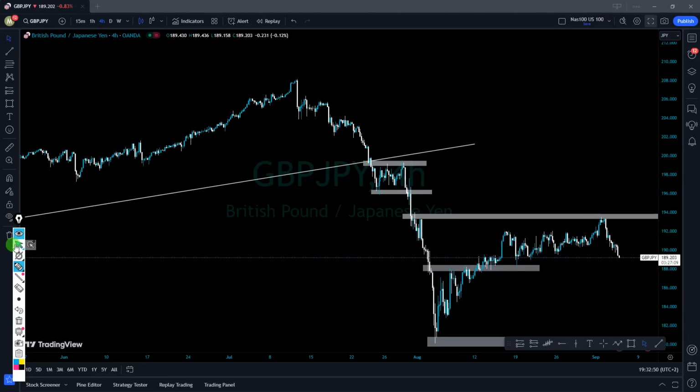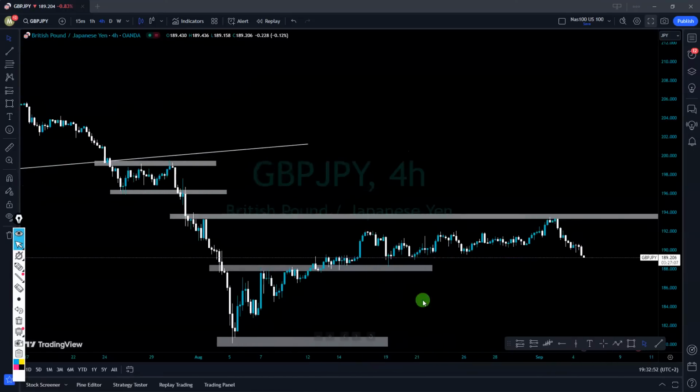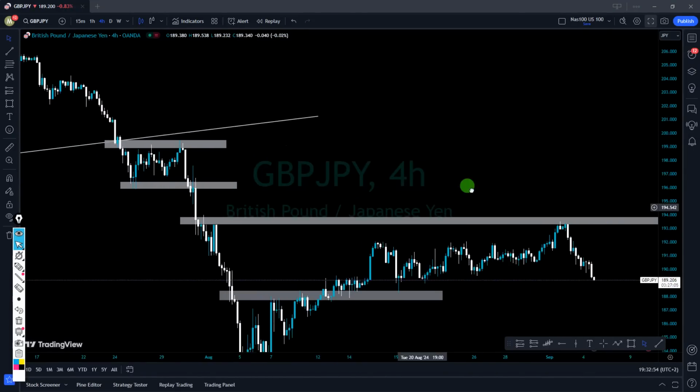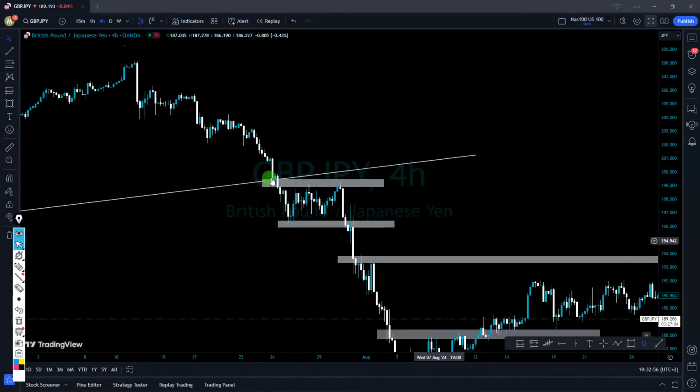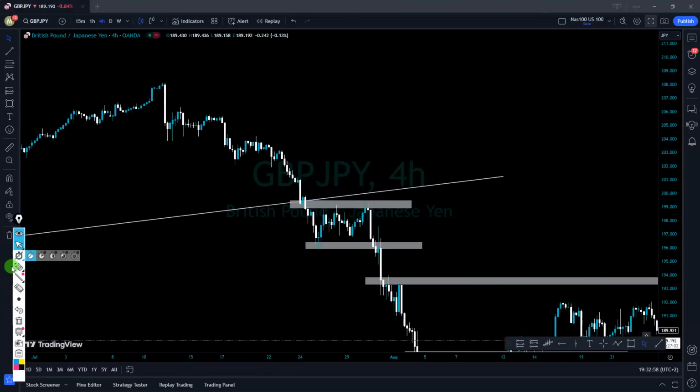We try the same structures that I said you should be looking for on your 1 hour. You will find those structures. Immediately after the breakout, you get something like this. So this is a very proper ranging structure. Which means we are going to wait for the market to break one of the support or resistance.